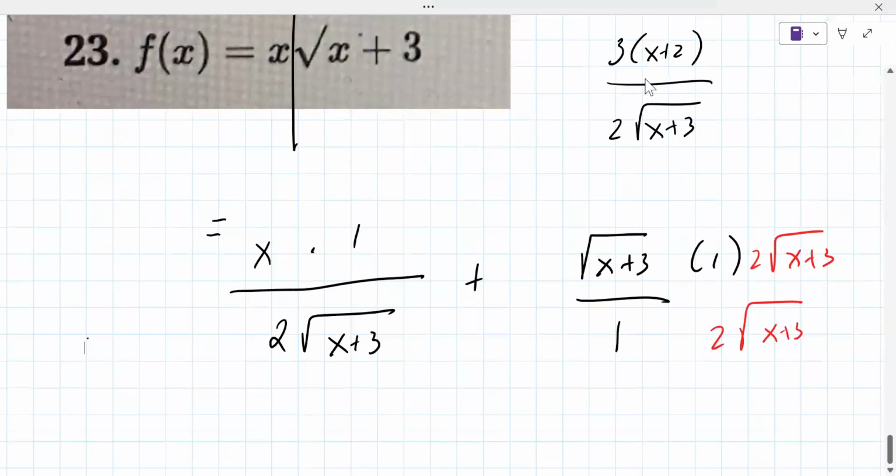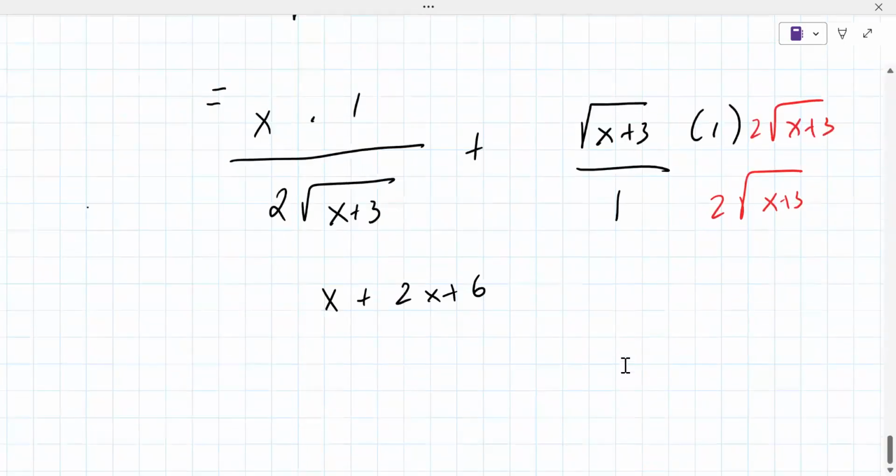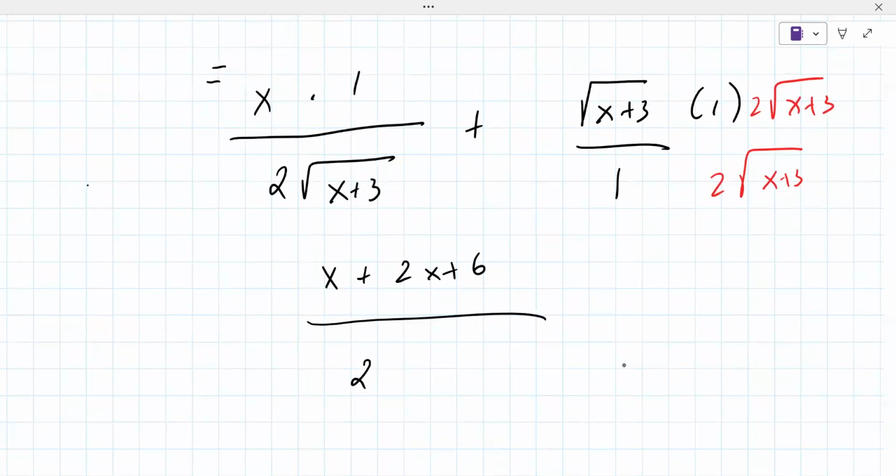So it ends up being here, like you said, you get two. Well, I got some 2x plus 6. That's what you have here. So you end up getting 2x plus 6 over 2 square root x plus 3, 3x plus 6. Yeah, so it's exactly what you said there.